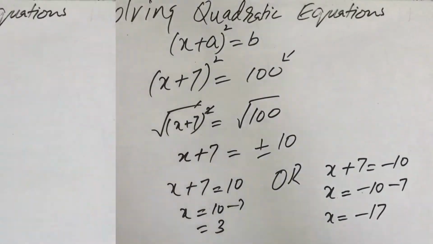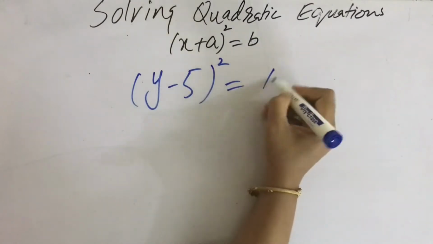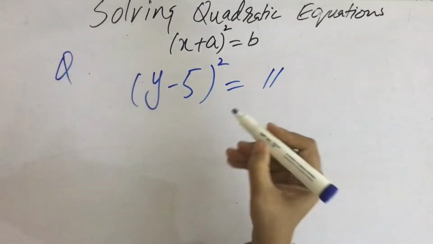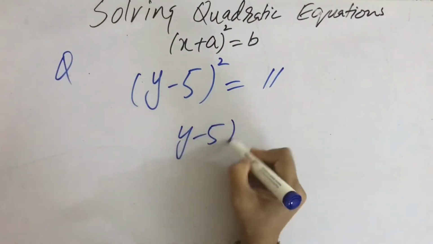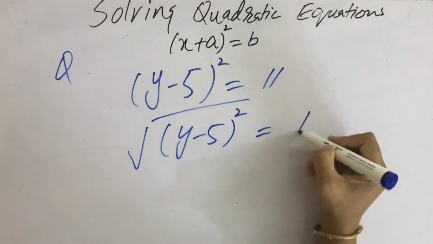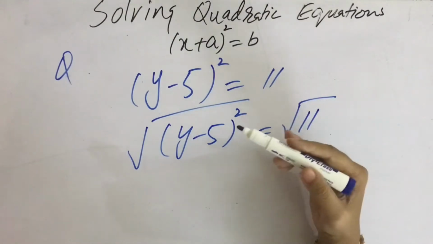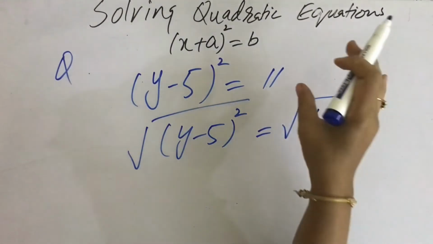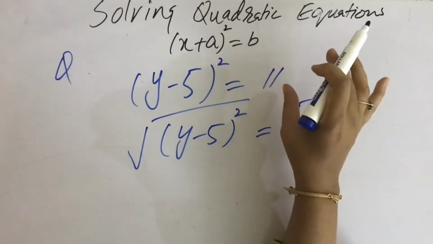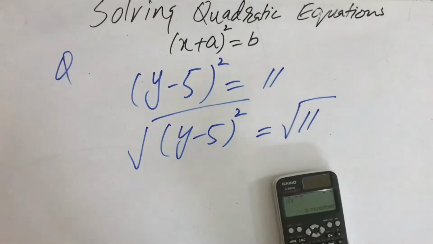Next example, (y minus 5) square equal to 11. Again we are in trouble. We have to take the square root of both sides. We shall use calculator. There is no need to open the bracket and take 11 on the other side, because here it is clear that you will not have whole numbers as factors. You will definitely have some decimal number as answer.